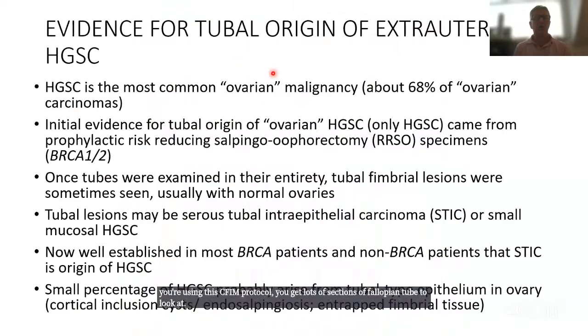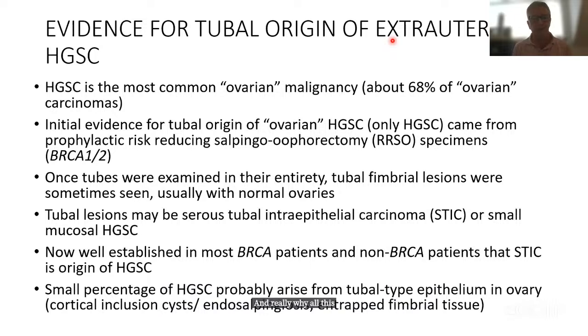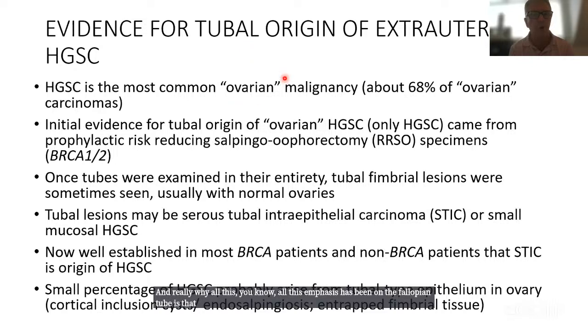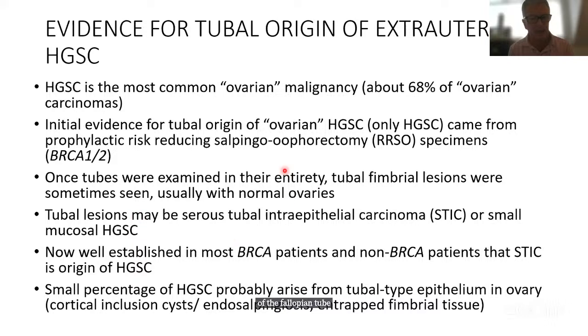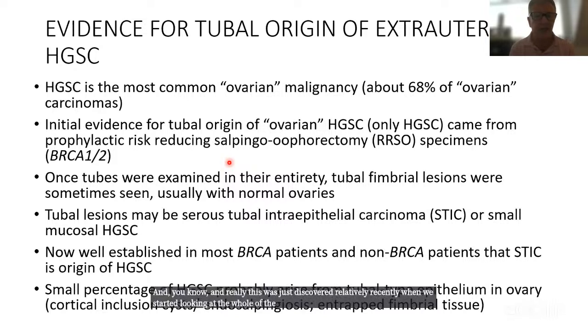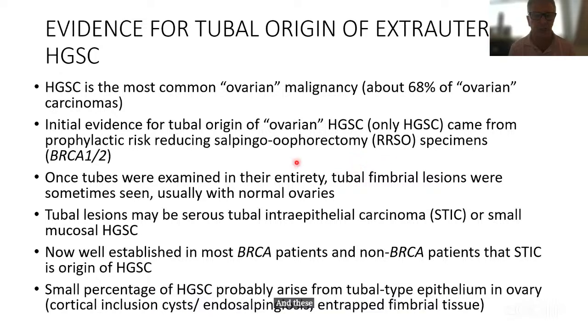And really why all this emphasis has been on the fallopian tube is that we now know that what we used to call ovarian high-grade serous carcinomas, most of these actually arise from the fimbria of the fallopian tube. And this was discovered relatively recently when we started looking at the whole of the fallopian tubes in these prophylactic risk-reducing salpingo-oophorectomy specimens.